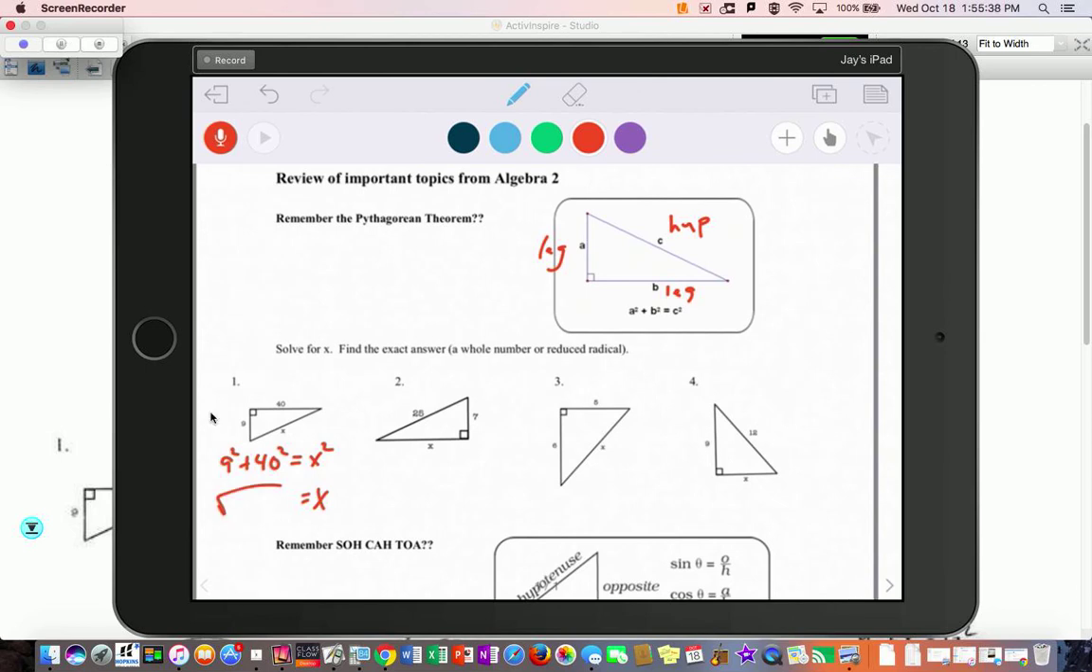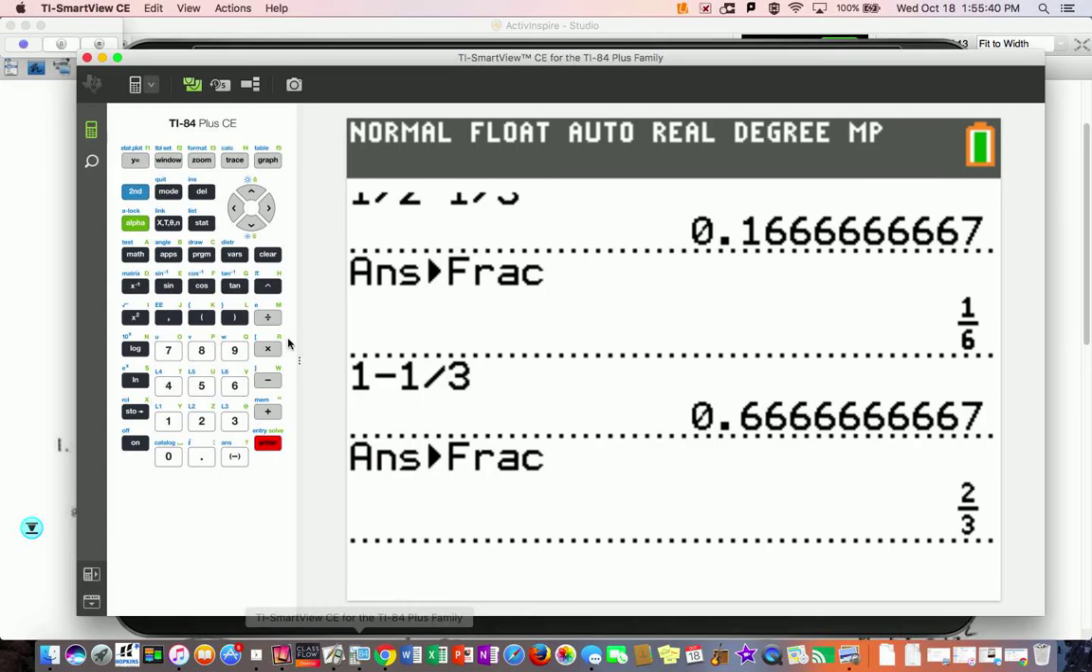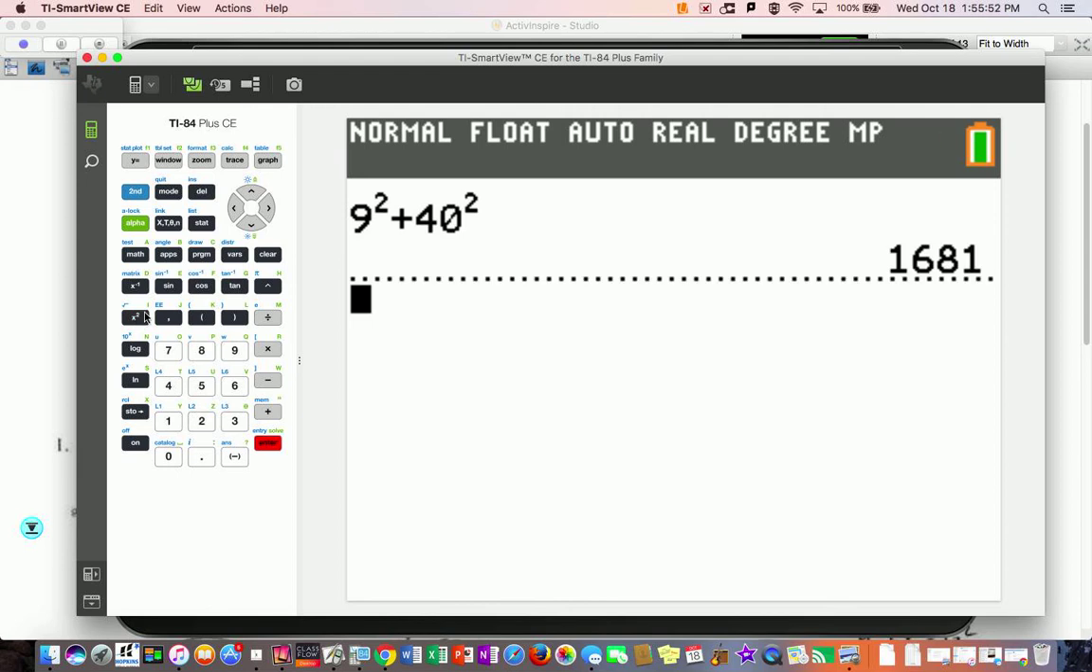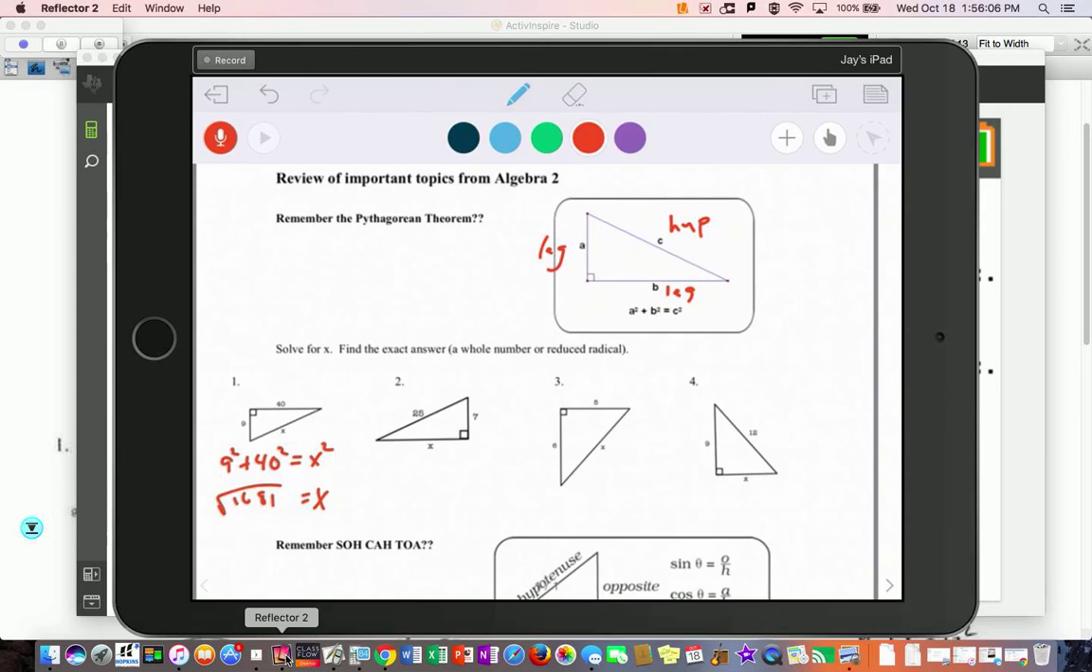So let's go over to the calculator. I can take 9 squared plus my 40 squared, and that's 1681. So if I take the square root of 1681, what do I get? I get 41. So I can finish the problem. The square root of 1681 is 41 for the missing side.